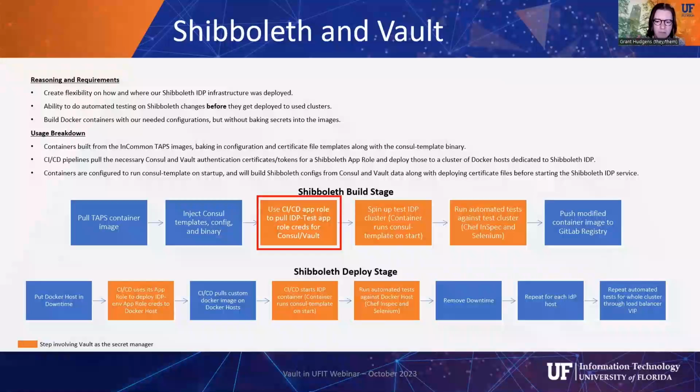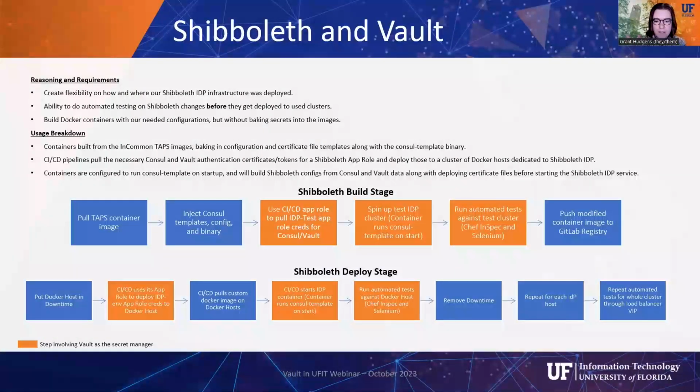Next, Jenkins will use its own Vault app role that we defined to pull Consul and Vault credentials that have Consul/Vault policies scoped specifically to the Shibboleth test environment. With those specific credentials stored in the Jenkins workspace, it will then spin up the containers, which are configured to run consul-template on startup before any other Shibboleth services are started.